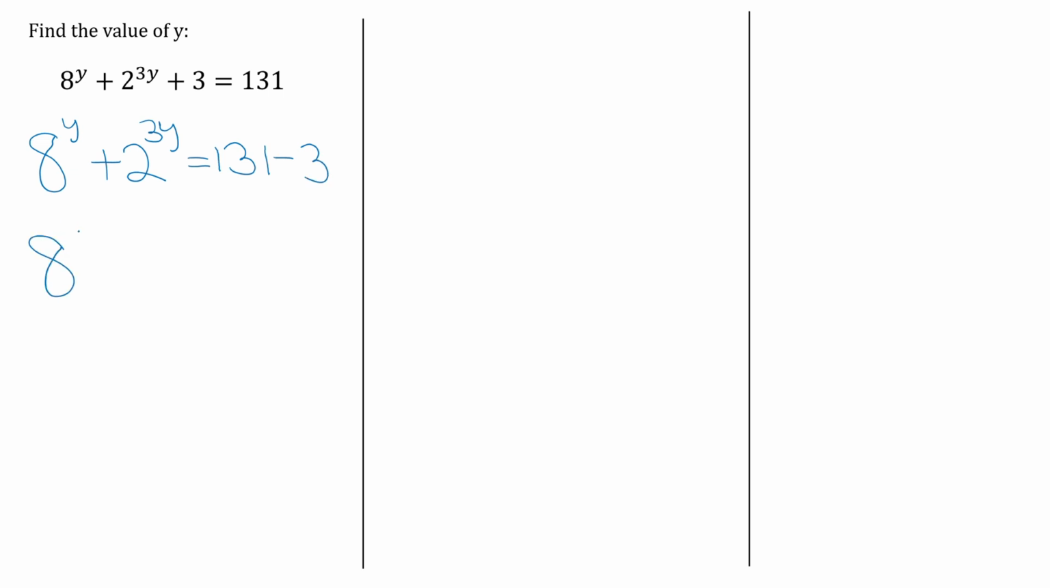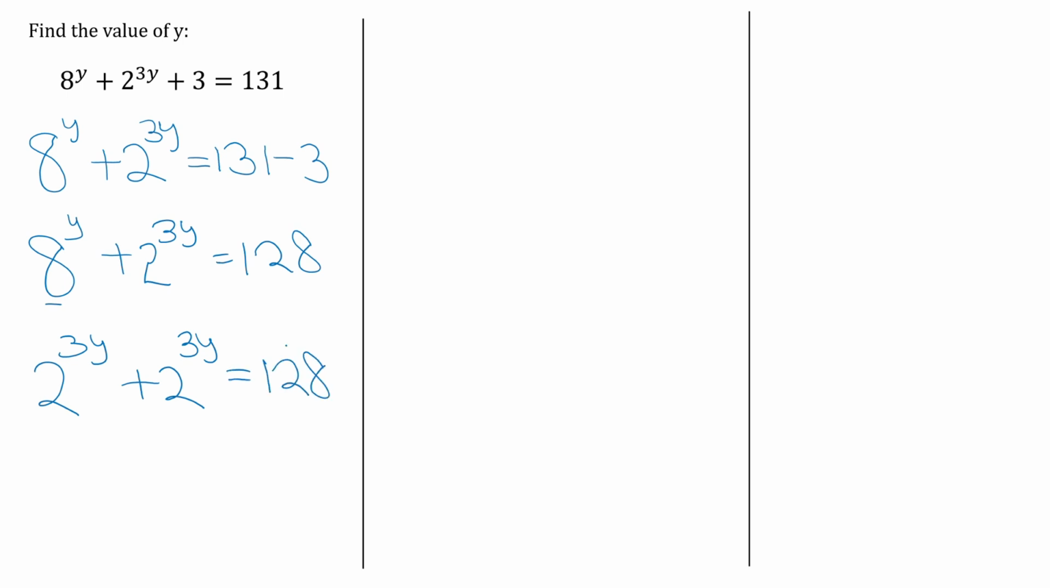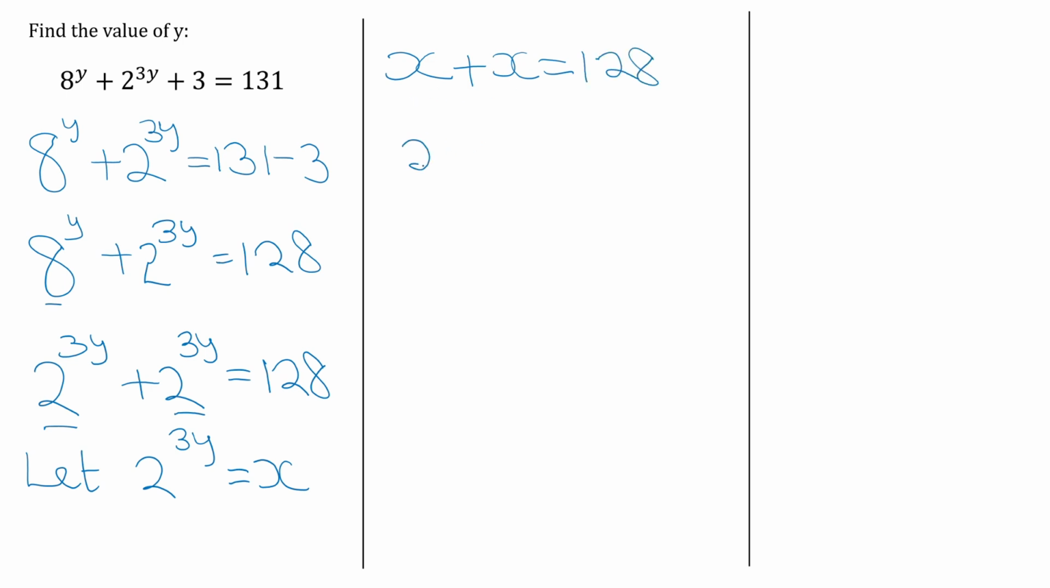That will give you 8 power y plus 2 to power 3y is equal to 128. We write this to the base of 2. You'll have 2 to power 3y plus 2 to power 3y is equal to 128. 2 to power 3y is common, so we say let 2 to power 3y be equal to x. So you have x plus x is equal to 128.